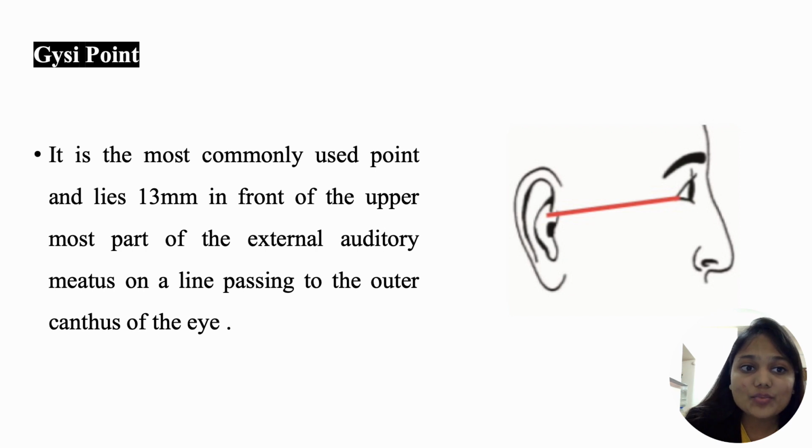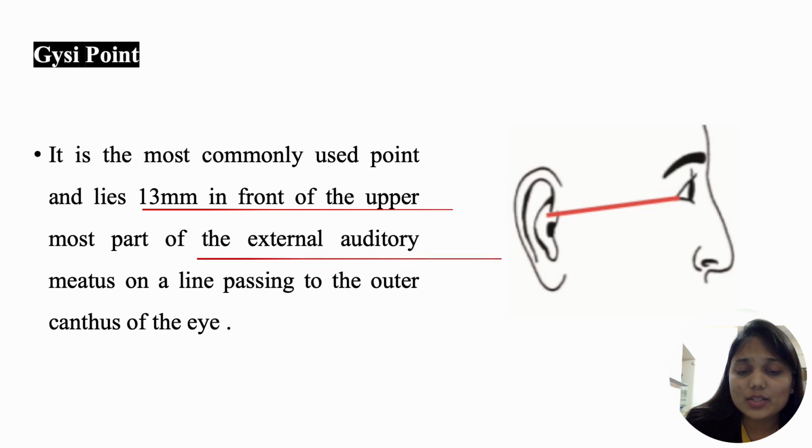Now the Gysi point is 13 mm in front of the upper part of the external auditory meatus, on the line through the canthus of the eye. Here we can see the external auditory meatus, and above this point is the Gysi point. So for the posterior reference points, these are the three main important ones: the Bergstrom point, Gysi point and Beyron point, and for all three the common landmark is the corner of the eye.